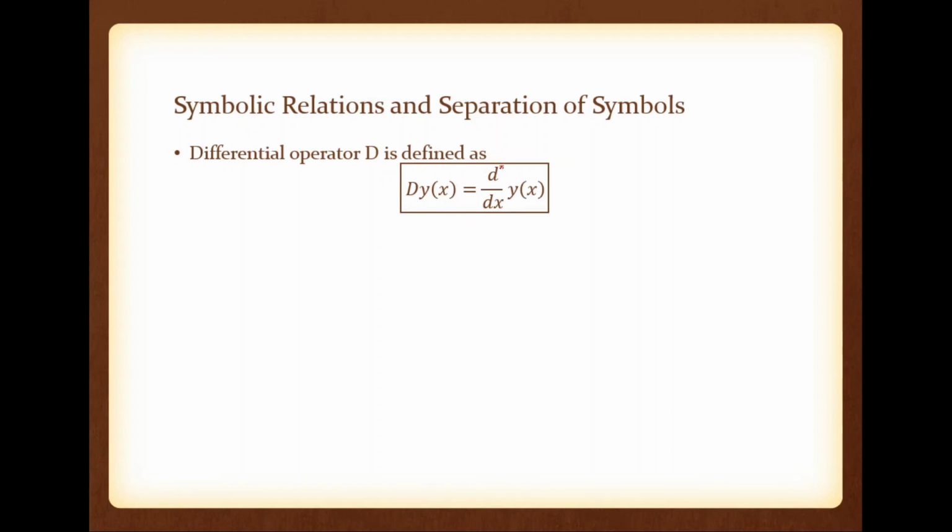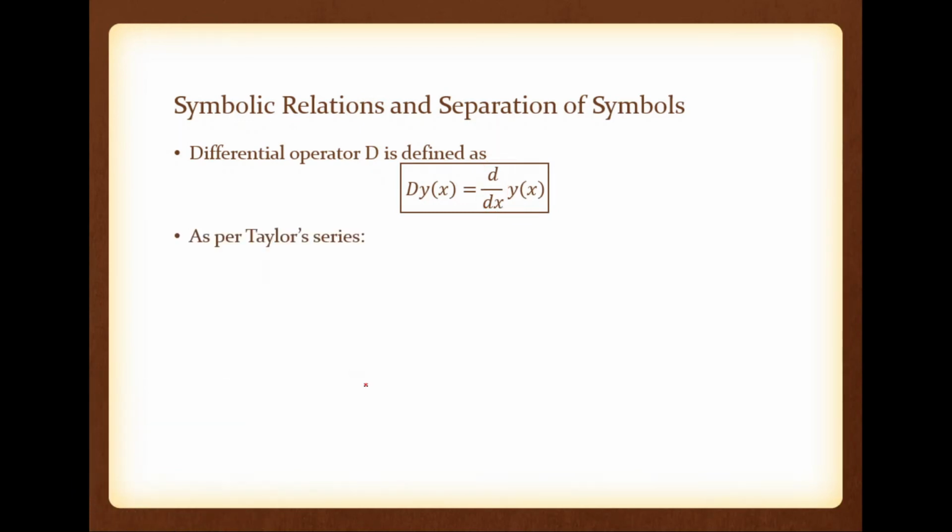D square y of x is d square y by dx square, that is the second derivative of y of x. So capital D means d by dx. So this is represented by using D, meaning this is an operation. So D is a differential operator. So Dy of x is equal to d by dx of y of x. Okay.